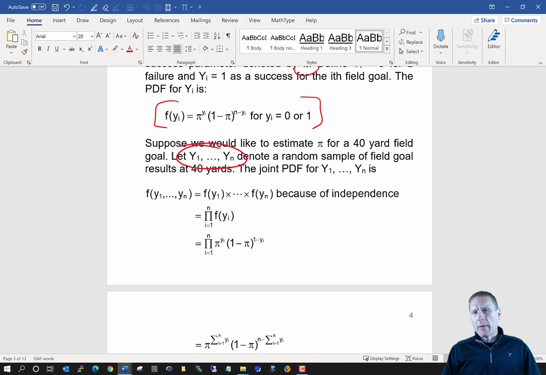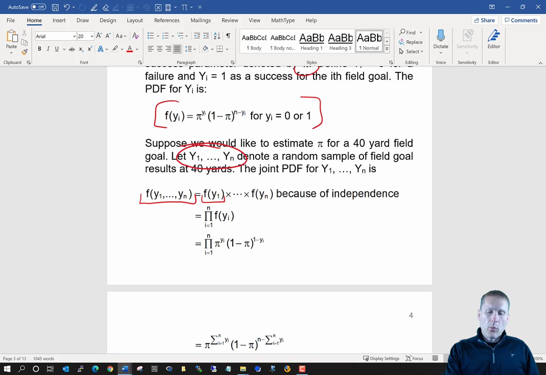And so with this, we can summarize what's going on here by finding a joint PDF. If I look at the PDF of f of y1 through yn, this is going to be equal to f of y1 times f of y2 times all the way up to f of yn. The reason is that these y's are independent of one another, and so I can work with these marginal PDFs.